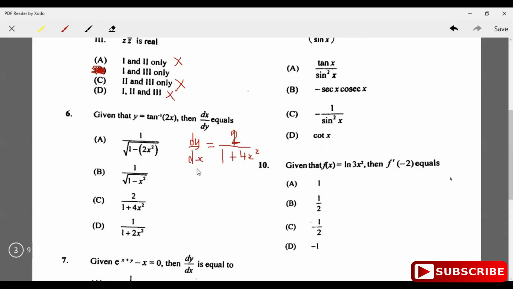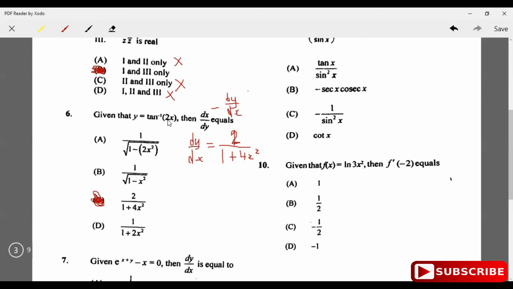However, the reciprocal is not there. Let's have a look at this. Y is tan inverse of 2x. So that's option C. This should actually read dy/dx, not dx/dy.